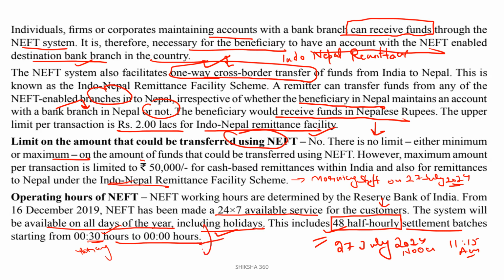Clear? That is a total of 24 hours it will be working. Just remember that there are 48 half-hourly settlement batches and it is available from 16th of December 2019. Okay? NEFT has been made available 24/7.